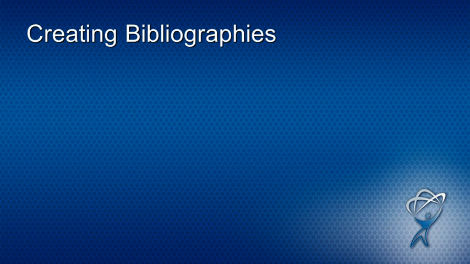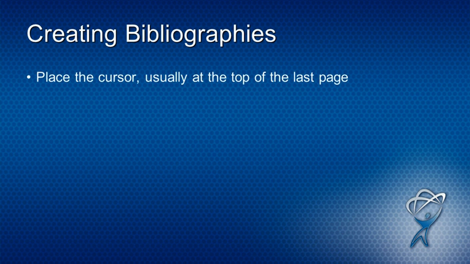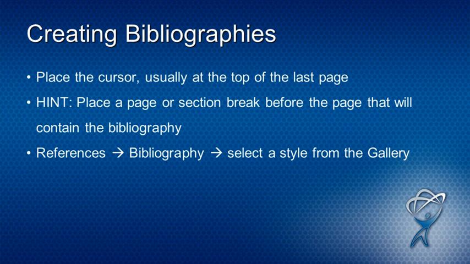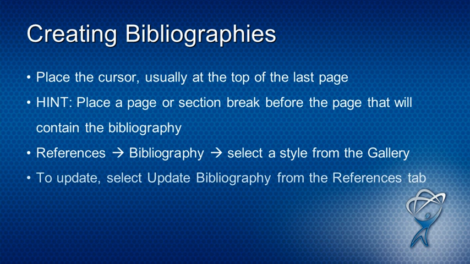When we get all of our citations marked, then we're actually going to create the bibliography. Place the cursor, usually at the top of the last page. I recommend placing a page or section break before the page that's going to contain the bibliography, so it always starts on its own page. Then we're simply going to choose Bibliography and select a style from the gallery. This is, of course, a field like we've seen so many times before, so to update it, we simply select Update Bibliography from the ribbon, or we can right-click on the bibliography itself and choose Update Field.